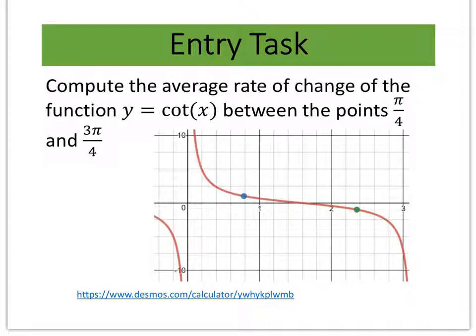Just note as you're attempting this entry task, sometimes the calculators don't have the cotangent function on them, but just remember that another way to write cotangent is 1 over tangent. So cotangent of x is the same as 1 divided by tangent of x.